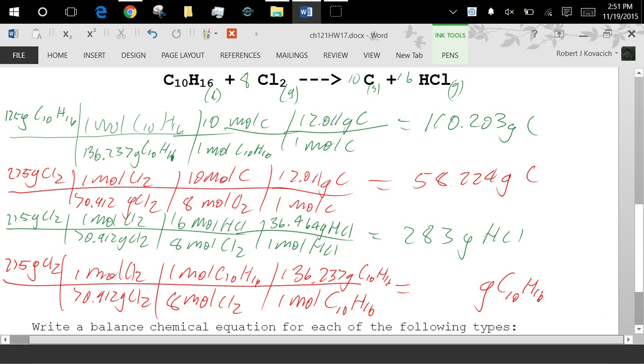It's going to tell you how much of the C10H16 is needed to react with that 275 grams of chlorine, and then I can just subtract from the 125 that I started with. Times 136.237. Well, that's a problem. Divided by, there we go. So I only needed 66 grams of this. I had 125 grams, so 66.